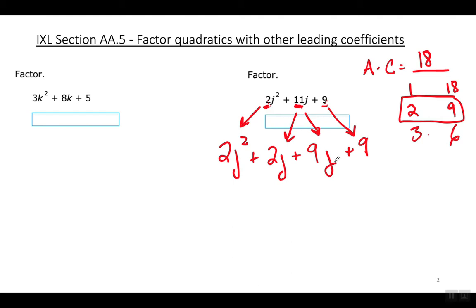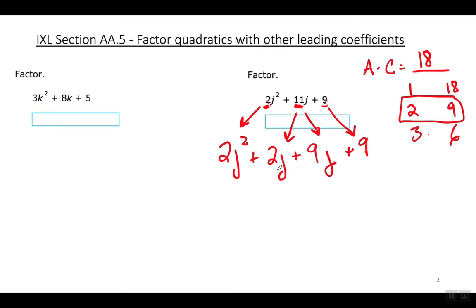Okay, now look. I could have put the 9J here and the 2J here, and you still get the same answer, okay? Because I'm sure some of you are wondering that. So yeah, you could reverse the places of these two terms and you're going to still get the same answer.